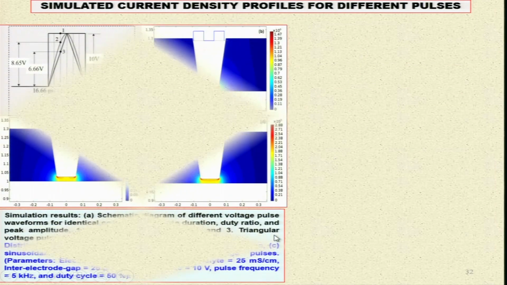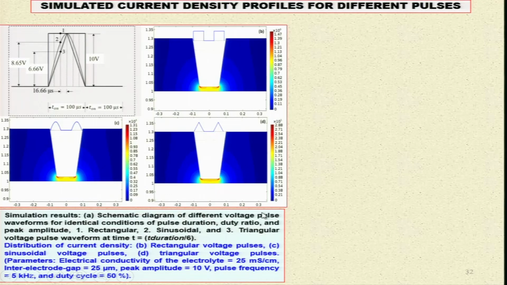Simulated current density profiles for different pulses. Now, for 3 pulses, as I have told you earlier, rectangular, sinusoidal and triangular pulses, we have tried to simulate the results, and you can see over here, this is the triangular one, this is the sinusoidal, this is the rectangular one, and these are shown over here in schematic. These are the actual photographs.